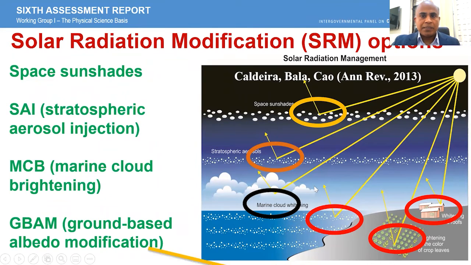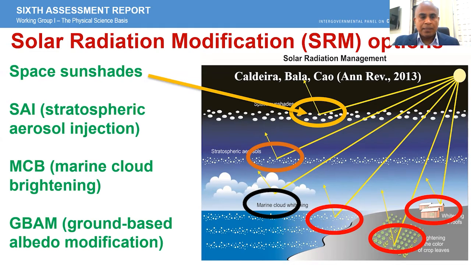The first one is the space sunshade. In this particular case, the proposal is to place a very big mirror or multiple mirrors or highly reflecting small particles in between the sun and earth in space. So this would reduce the amount of incoming solar radiation to the planet. And the next option is stratospheric aerosol injection. This is the most widely studied option at this time. This option would involve injecting sulfate aerosol particles into the stratosphere, where these particles would reflect more sunlight back to space and thereby cool the planet.